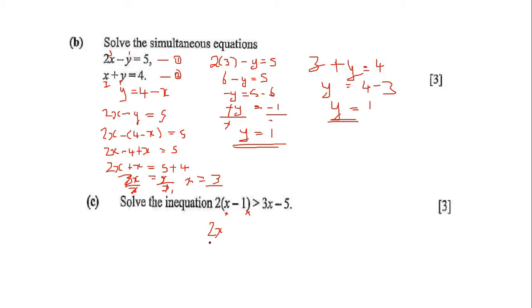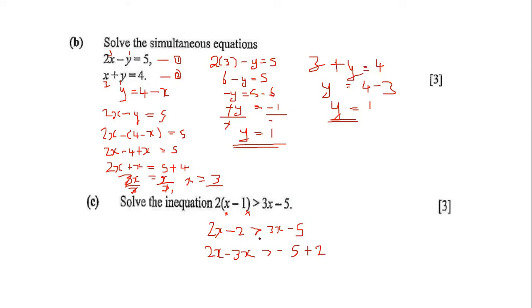So we are saying 2 times x is 2x, then minus, so 2 times minus 1 is minus 2. So this one should be greater than 3x, that is our 3x minus 5. All right, so this is 2x there. This 3x will cross over to become minus 3x, then greater than minus 5. Then this 2 also will cross over to this side. It will become plus 2.